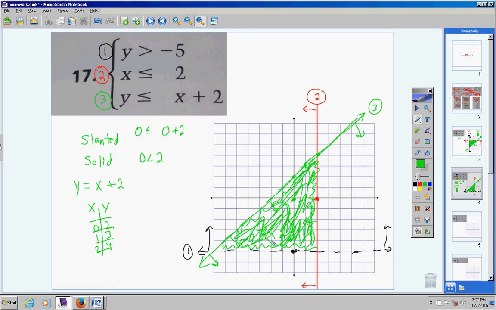Any point that lies on the black line will not be part of your solution. It's dotted. However, any point that lies on the green line and the red line will be part of your solution because they are solid lines. Okay? Alright, moving on.